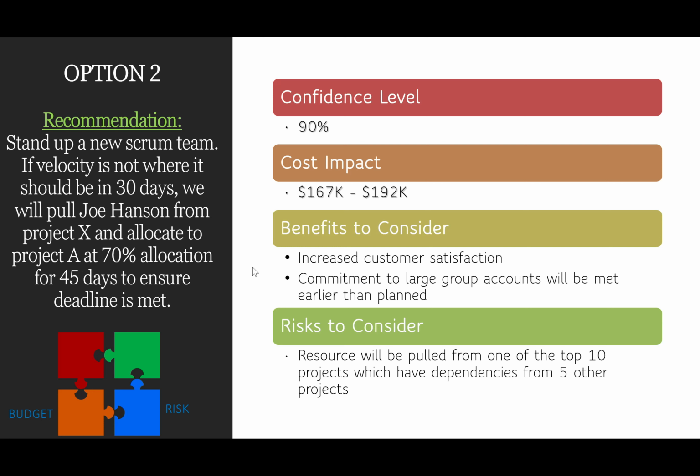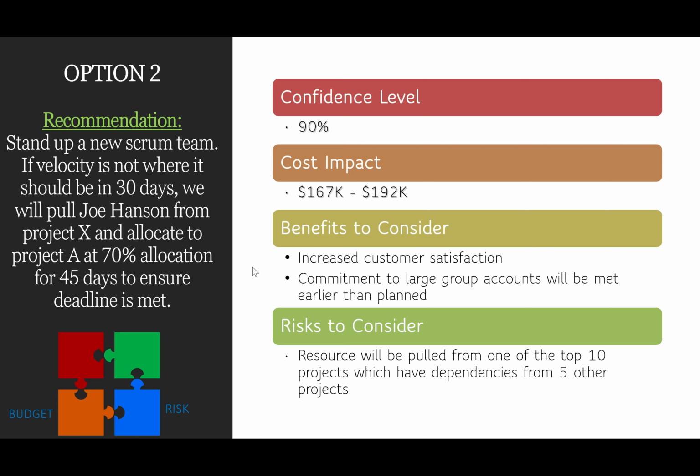He's worked on numerous projects that are the same. This particular application he knows like the back of his hand. So we're going to pull him from the project that he's currently working on and allocate him to our project at 70% for 45 days to ensure the deadline is met. Now, this is a contingency if the velocity isn't where it should be within 30 days. Okay, that's our trigger date.